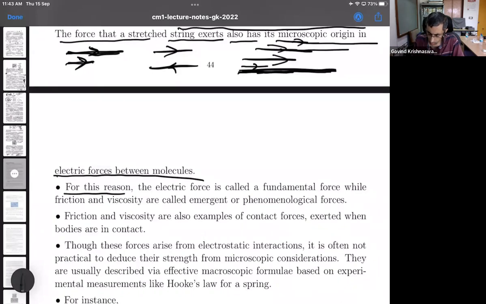So for this reason, we say that the electric force is a fundamental force, while friction and viscosity are called emergent or phenomenological forces. That is a distinction that we sometimes make. Electric forces are the basic, fundamental force between microscopic objects, and their macroscopic manifestation is called an emergent force, or sometimes called a phenomenological force. This is a fancy term.